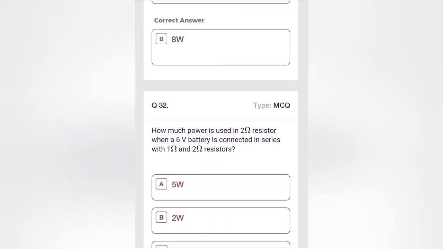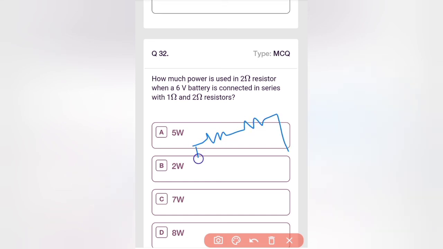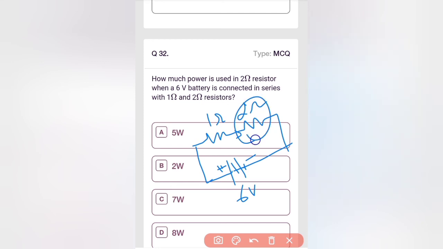How much power is used in a 2 ohm resistor when a 6 volt battery is connected in series with 1 ohm and 2 ohm? So we have here 1 ohm and 2 ohm resistors connected to a 6 volt battery. We need to find the power across this 2 ohm resistor. So we need to find the current.